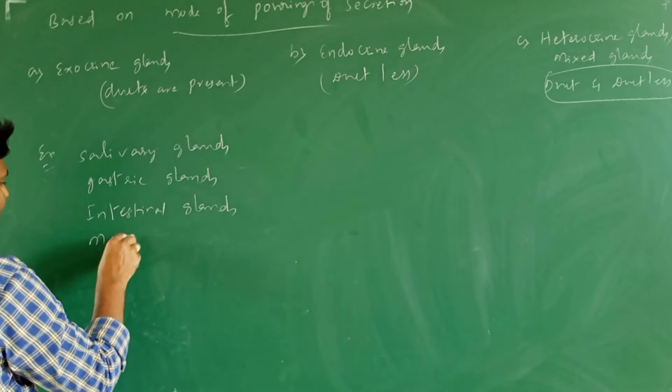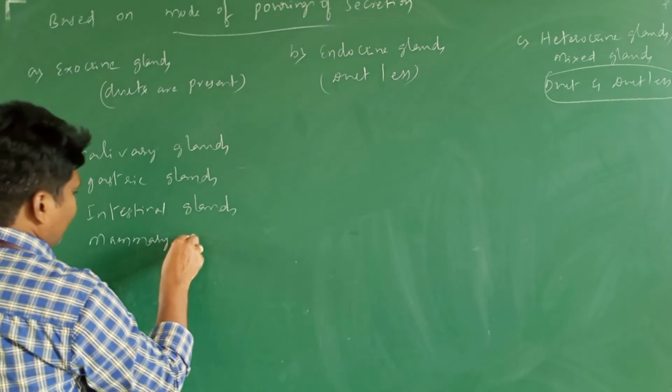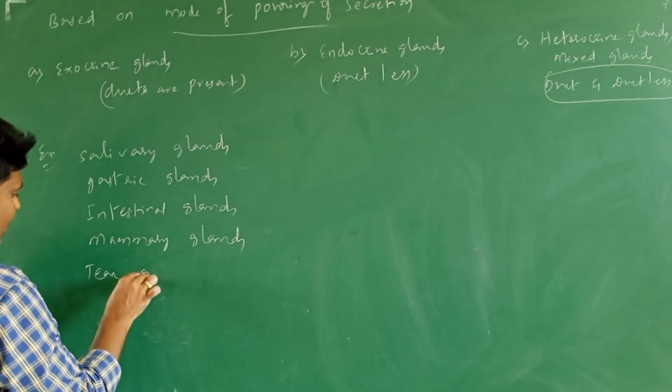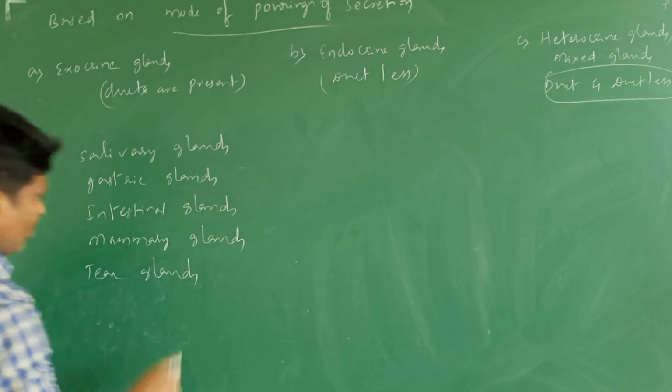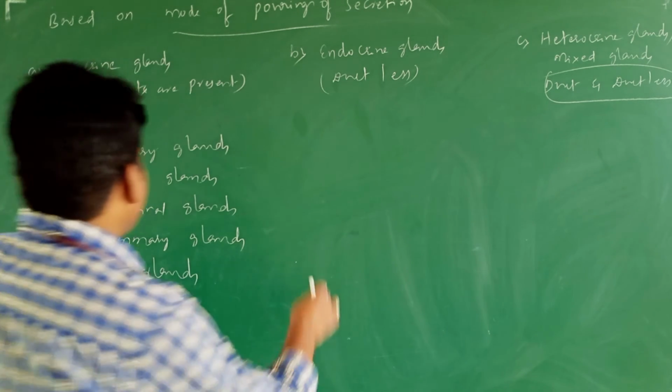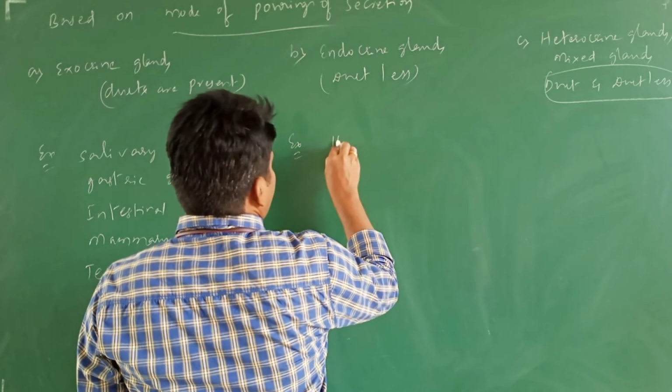Mammary glands. Tear glands. So these and all examples come under exocrine glands. Next, endocrine glands. Here are examples of endocrine glands.